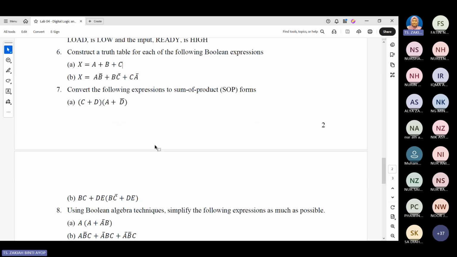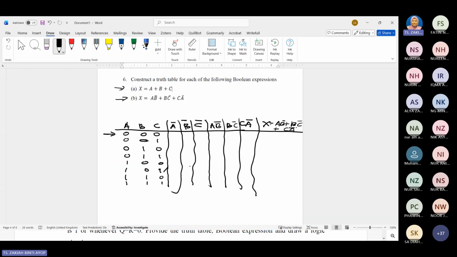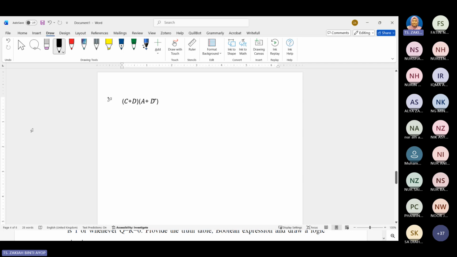Convert the following expression to sum of product. Very easy. What it asks you to do is convert this into a sum of product. To convert this, you just need to open the bracket. This is a D bar. My Word cannot show the bar there, so I put an apostrophe there. And then for each of the expressions, because they both have brackets, this is one product term, this is one product term.